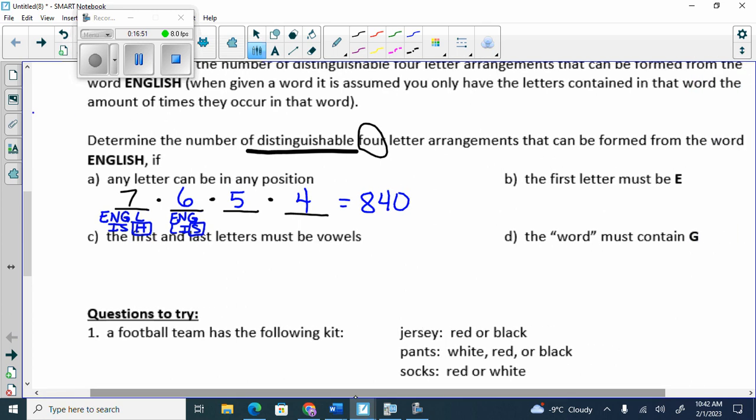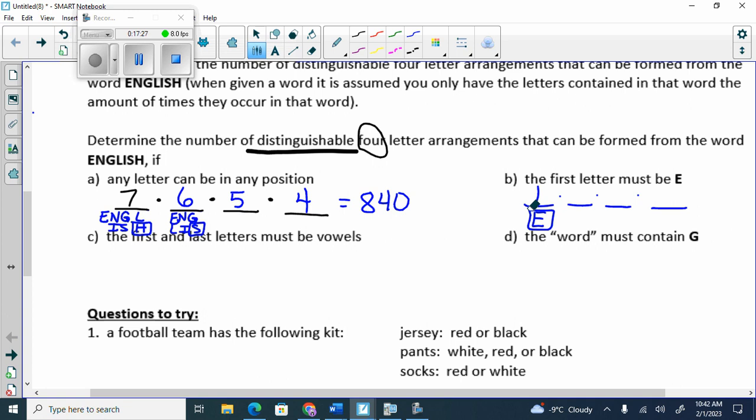Okay. The next one says the first letter must be an E. How many letter blanks do we still have? Still 4. We're still doing 4-letter words the whole way along. And each blank can only hold 1 letter. The first letter must be an E. How many options is that? How many E's are in the word English? 1. Then I hold it. Because I always remember that I cannot repeat. Correct?